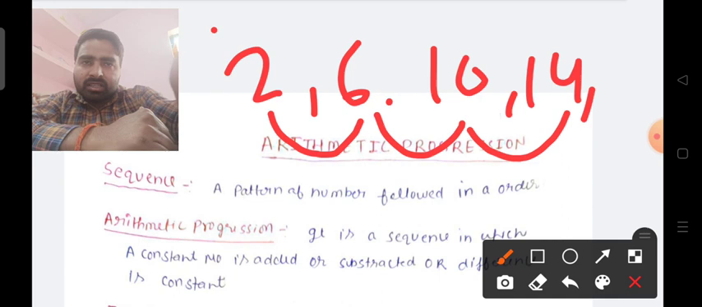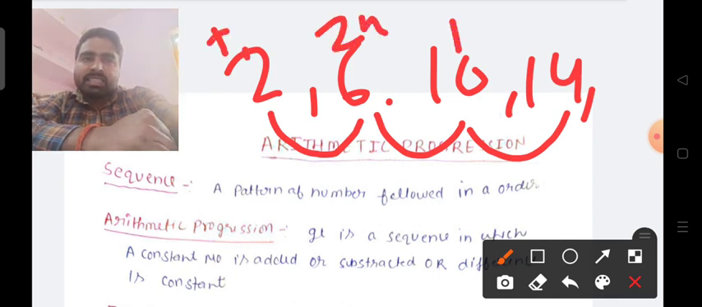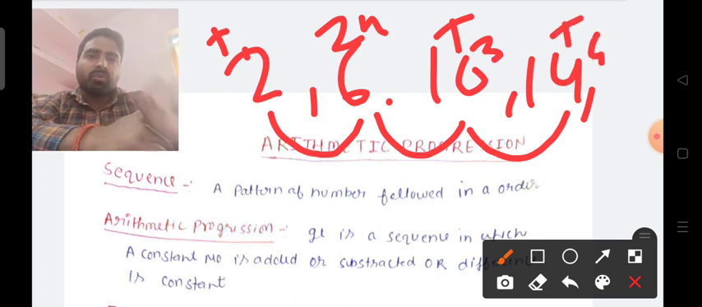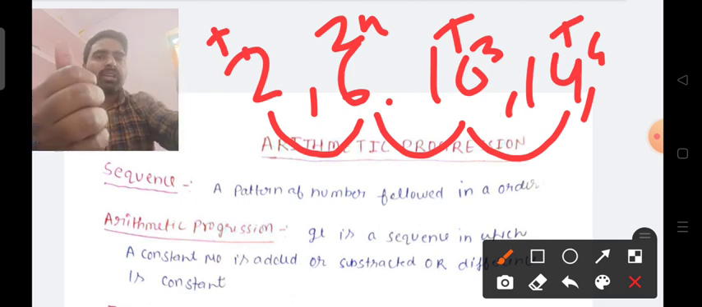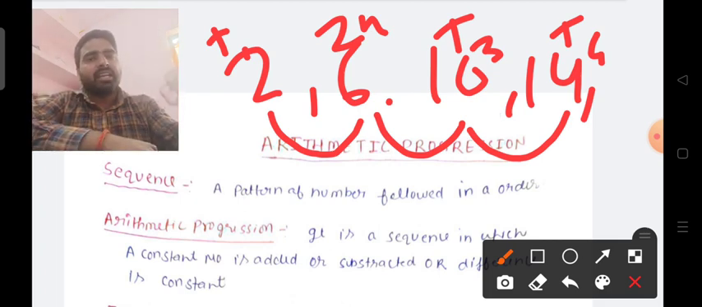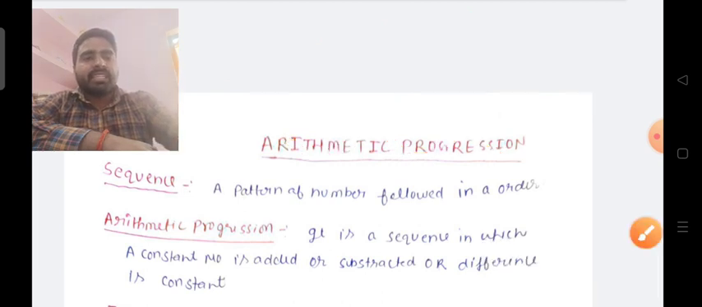Then this is the first term T1, this is the second term T2, this is the third term T3, and this is the fourth term T4. Now what we are watching here is that the common difference is the same. How to find a common difference? This is the most important thing in AP. If the common difference is the same, then we can say this is in AP.